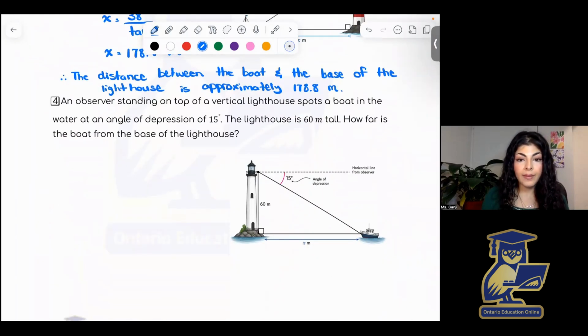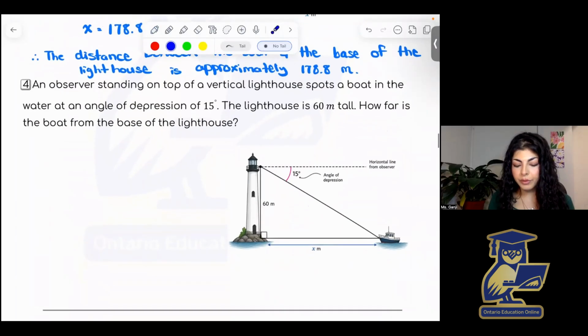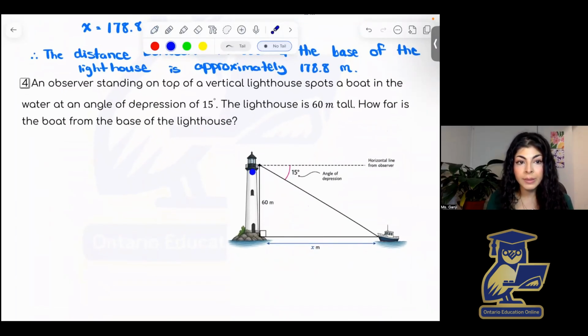Now in this next one, we have a similar problem, but now with angle of depression, so you see what that looks like as well. So now an observer is standing on top of the lighthouse, and they spot a boat in the water at an angle of depression of 15 degrees. So consider when the person is standing at the lighthouse, their horizontal line of sight is right here because they're standing up here. So when they're looking at the boat, which is down on the water, they are looking downwards, which creates that angle of depression. And that's that 15 degrees we see here from this horizontal.